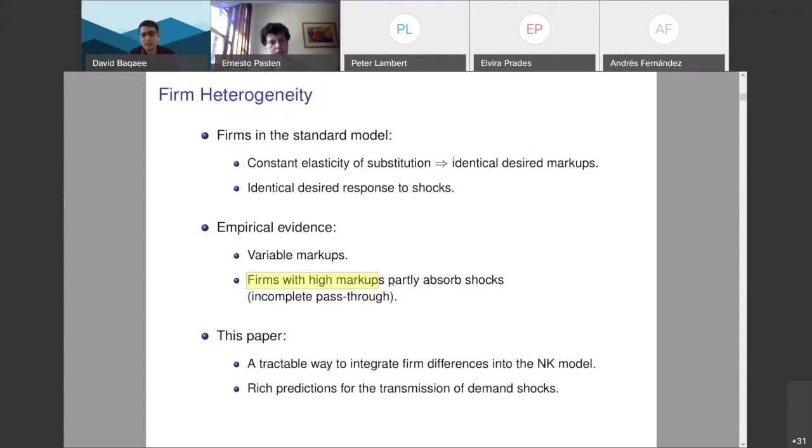And both of these are things that are missing from the standard model, and that's what we're going to put into our model. So one way you can think of this paper is it gives you a tractable way to integrate firm differences into the New Keynesian model. And then what you gain by doing this is you get lots of rich predictions for the transmission of demand shocks, which now are going to start going through productivity.